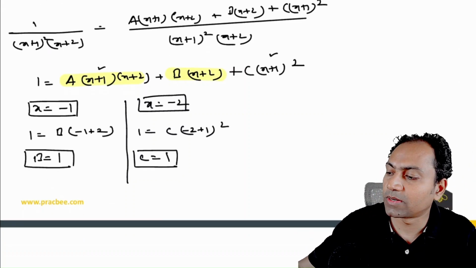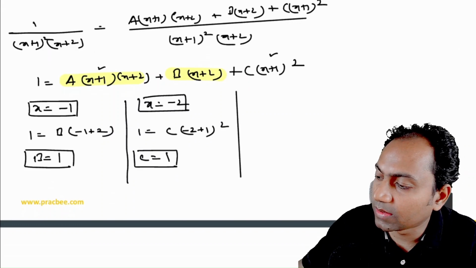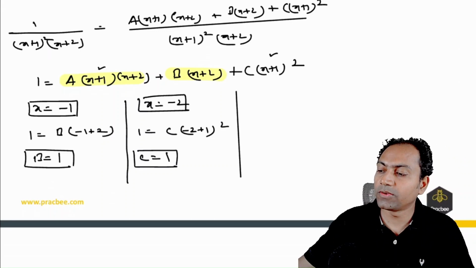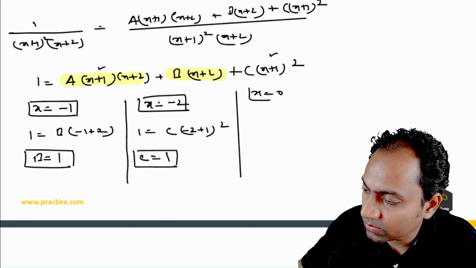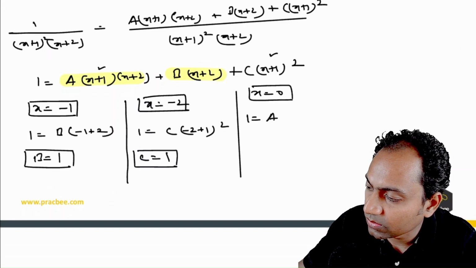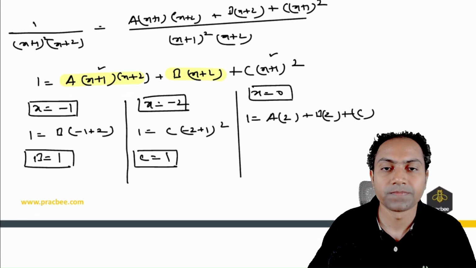And in the last part, now in order to find the value of a, which we do not know, we can put some other value of x, like 0. If you do so, 1 would be equal to a into 2 plus b into 2 plus c. Now this we are getting.